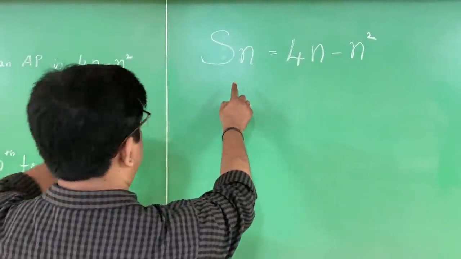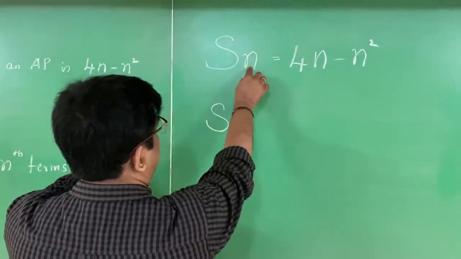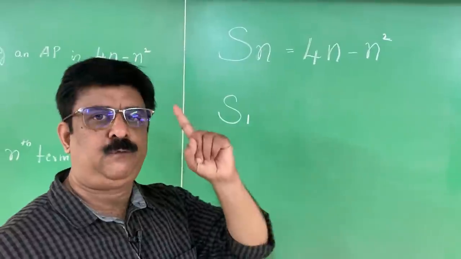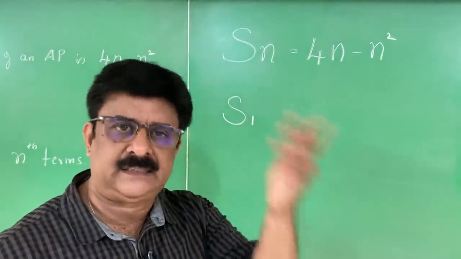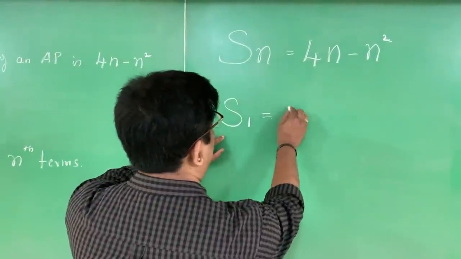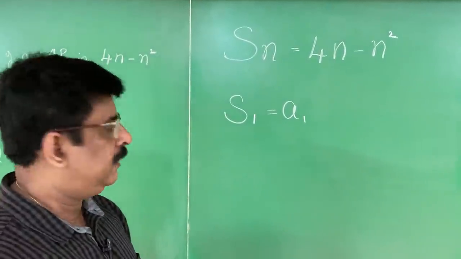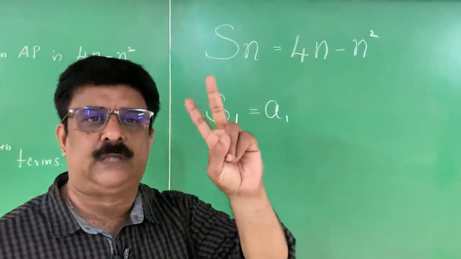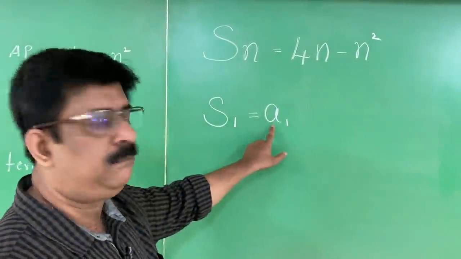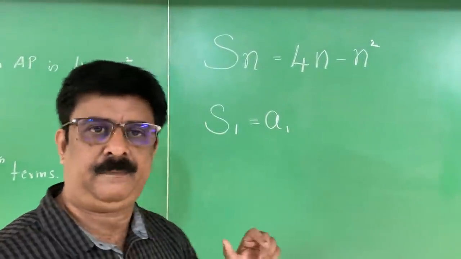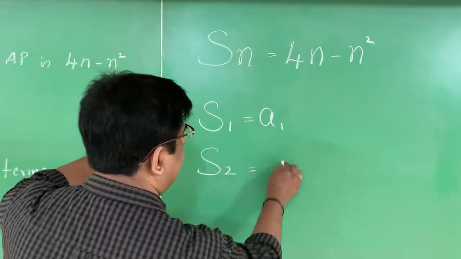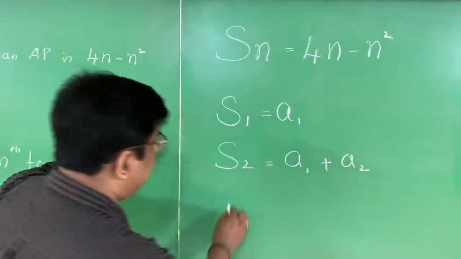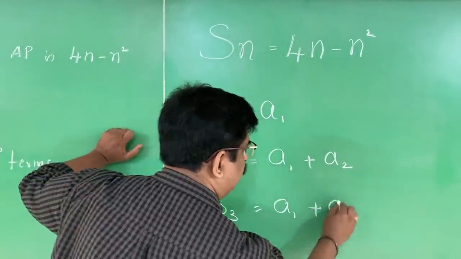If in the place of n I write 1, Sn becomes S1, the sum of the first term. If there is only one term, the sum itself is the first term only. Therefore, S1 is nothing but a1. If I write S2, it means a1 plus a2, the sum of the two terms. S1 means the sum of one term; if one term is there, that itself is the sum. If the sum of two terms is represented by S2, it becomes a1 plus a2. If it is S3, S3 equals a1 plus a2 plus a3.